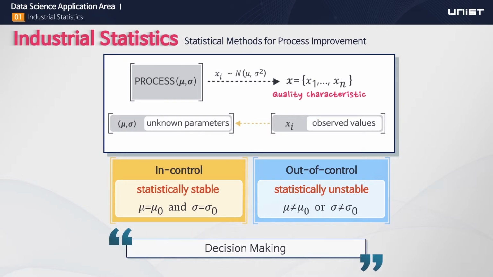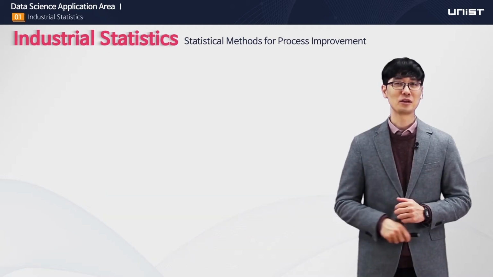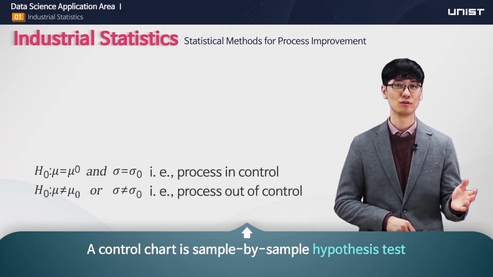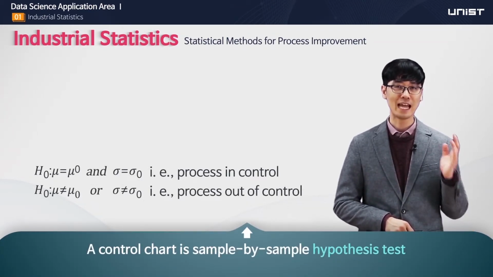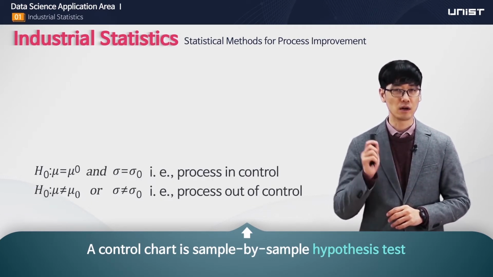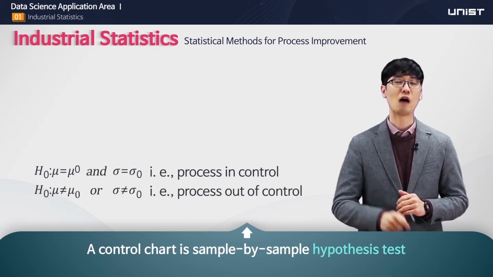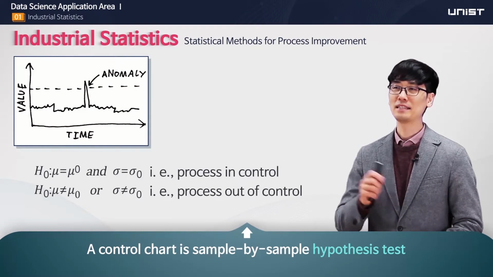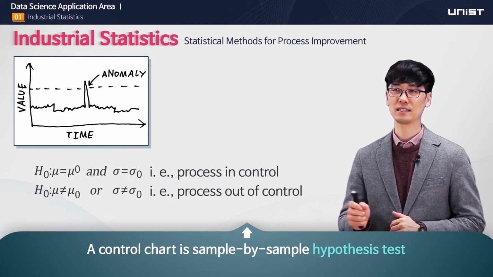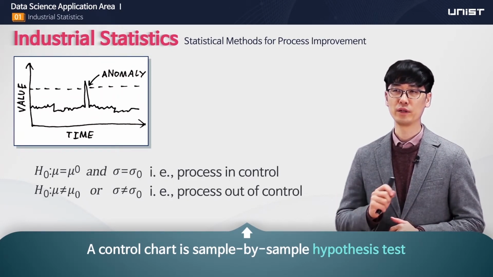Then how to decide whether the value is similar to or different from target values? Here, we need another statistical tool called hypothesis testing. I'm not going to talk about the details of hypothesis testing this time, but using the tool, we can make a decision whether a sample statistically indicates the null hypothesis, which means the in control state, or the alternative hypothesis, which means out of control state. This sample by sample hypothesis test is called a control chart, which is the basis of abnormal detection or real-time monitoring systems.